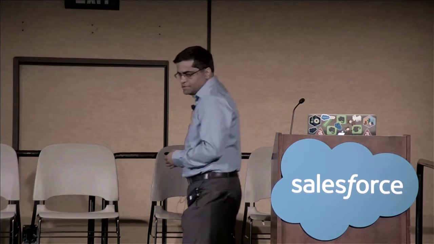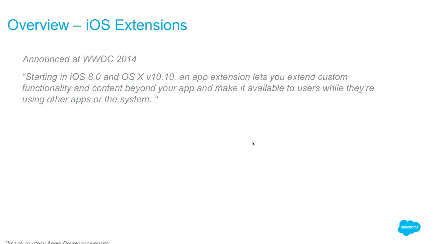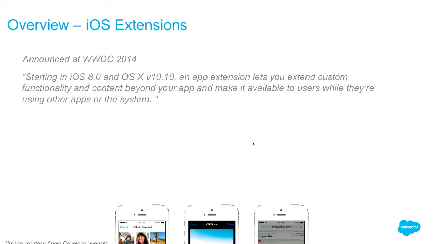Extensions were announced in 2014, more than 2 years back. And the way Apple defines extensions is that it's something that allows you to build custom functionality and content. The important part is this is beyond your app, and it's available to users while they're actually not using your app. So while they're using the other apps or while they're using iOS itself.